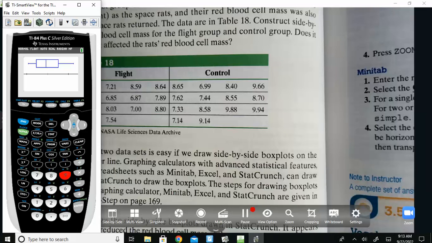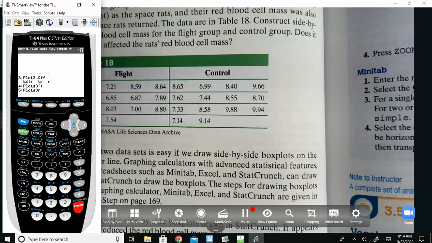All right. Now, what have I graphed here? A box plot. Is that for everything I put in? No, that's for my flight group only. So we could repeat this and do the control group, but ideally I would kind of like to look at them at the same time. That would be easiest. So if you have more than one like this, go back into your stat plot.